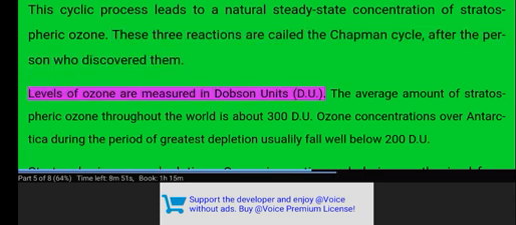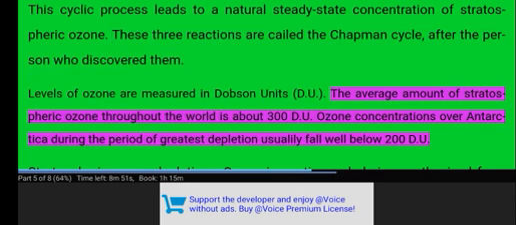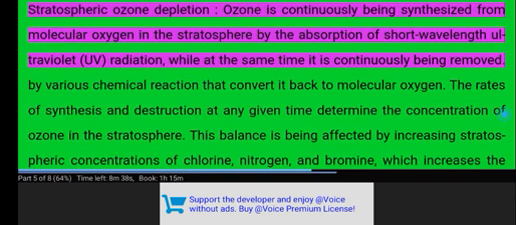Levels of ozone are measured in Dobson units (DU). The average amount of stratospheric ozone throughout the world is about 300 DU. Ozone concentrations over Antarctica during the period of greatest depletion usually fall well below 200 DU. Stratospheric ozone depletion.